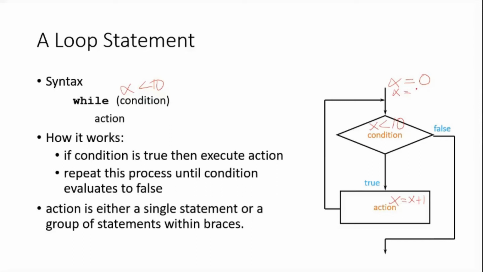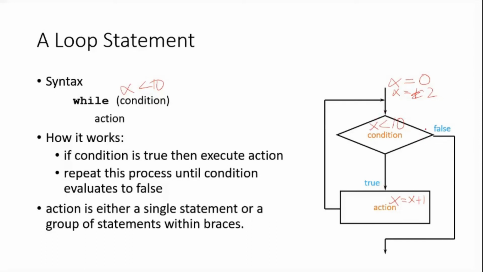Now again it checks whether x is less than 10. X is 1, so 1 is less than 10, and again this action happens. Then x is incremented again, so x becomes 1 plus 1, that is 2. This way it repeats until x becomes 10. When x becomes 10, x is not less than 10, x is equal to 10, so this condition becomes false.